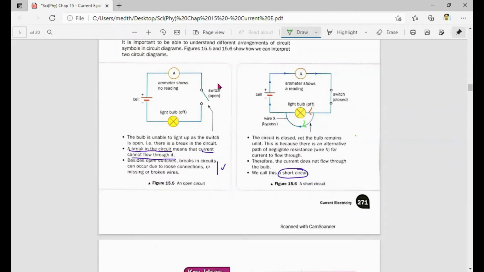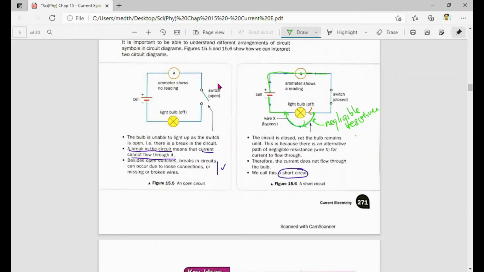Now, take note, if I have a wire like this, we tend to say that it has negligible resistance. So in real life, wires obviously have resistance. But in your theory, in physics, we assume that wires have negligible resistance, which is like zero resistance. So when the current comes to this particular point over here, it can flow in both directions. Okay, and flow through the light bulb and flow through the wire X. However, because there's no resistance on wire X, all the current will flow through this way and come this way.